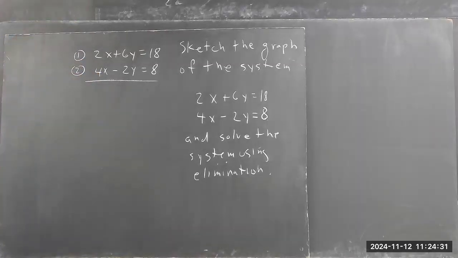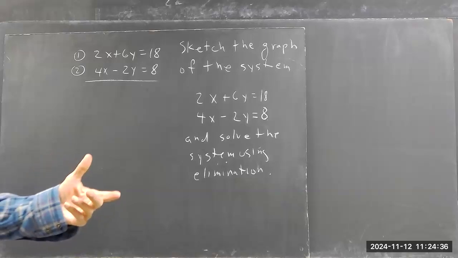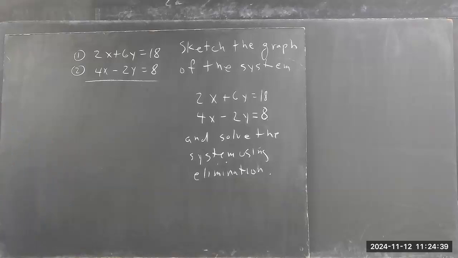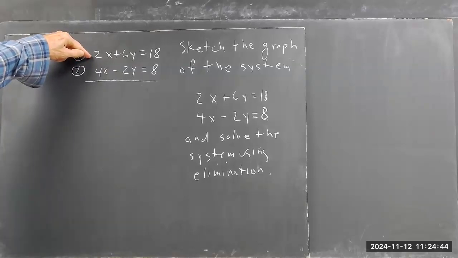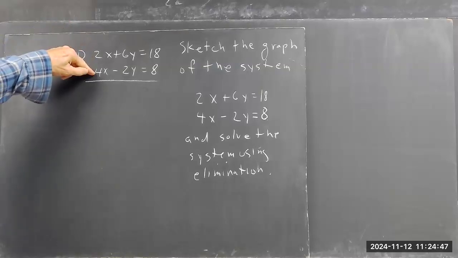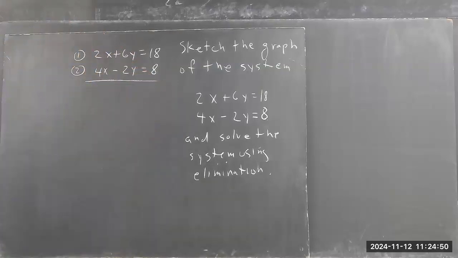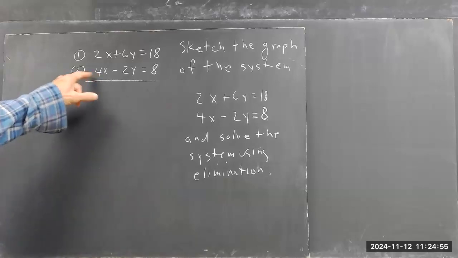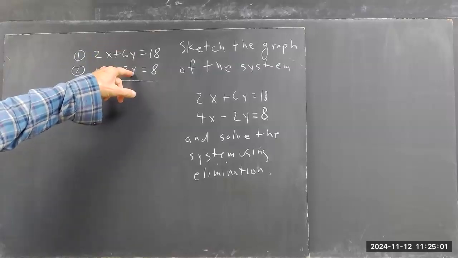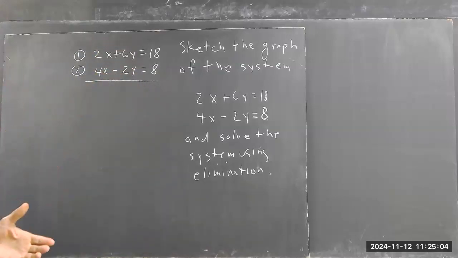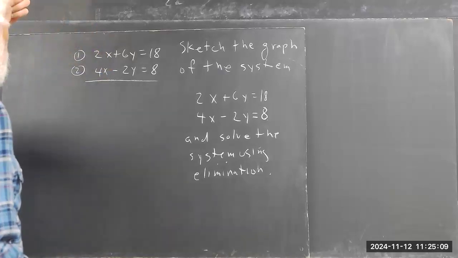So which variable do we want to eliminate? Well, it's pretty easy either way. If we multiply this equation by -2, then we'd have -4x, which would add to this 4x and eliminate x. We don't want to multiply by a negative. We can simply multiply this equation by 3, which would give us a -6y here and eliminate y. I don't feel like getting confused with negative signs right now. I don't want too many negative signs in my equations.